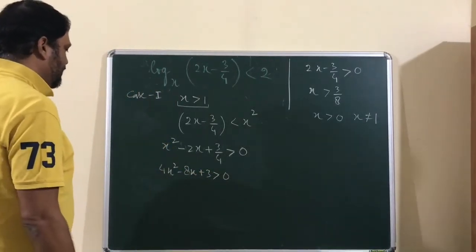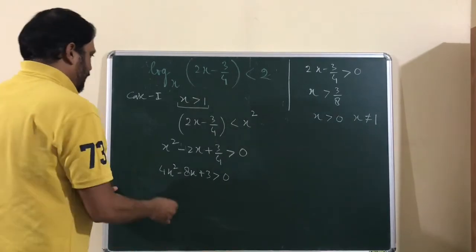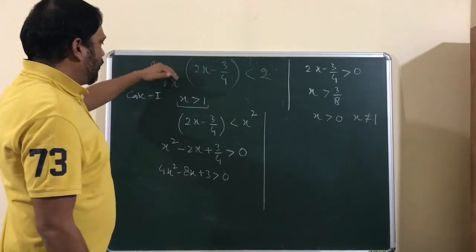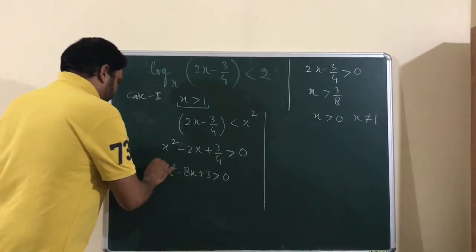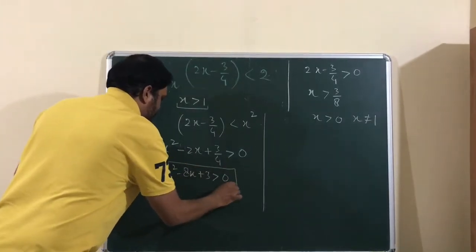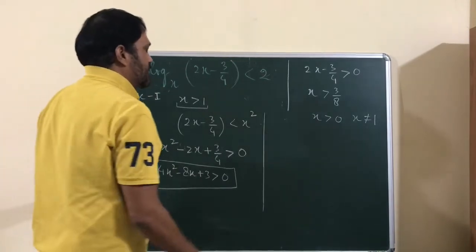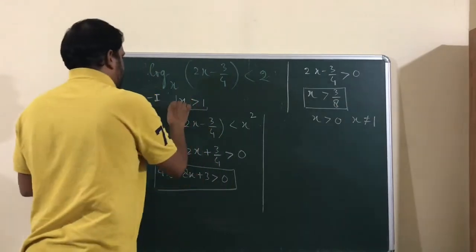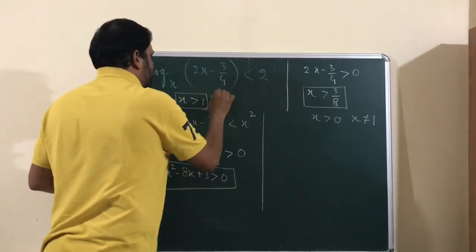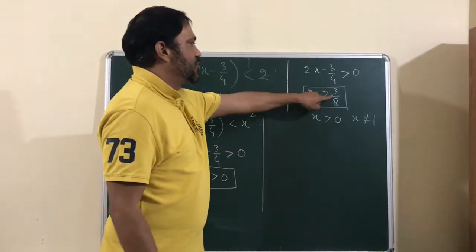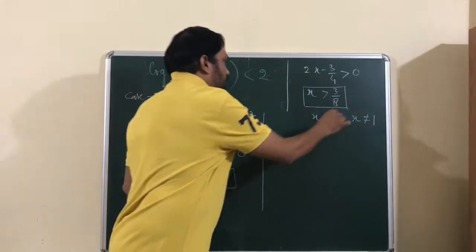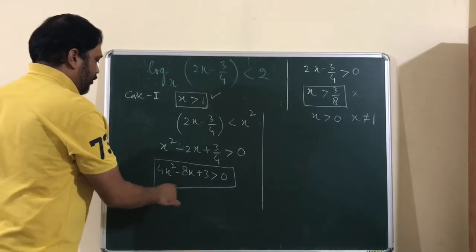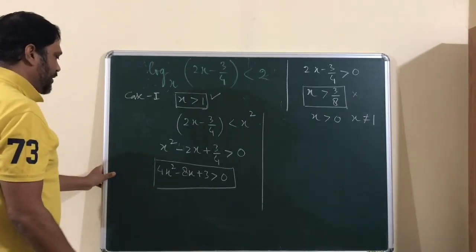So we can solve this inequality and find the roots. I'll find the roots later on. Now what condition are we getting, that 4x square minus 8x plus 3 is greater than 0 as long as x is greater than 3/8 and x is greater than 1. If I take x greater than 1, obviously x has to be greater than 3/8, so we are not bothered about this as of now. Clear?